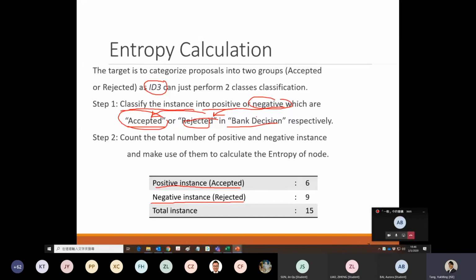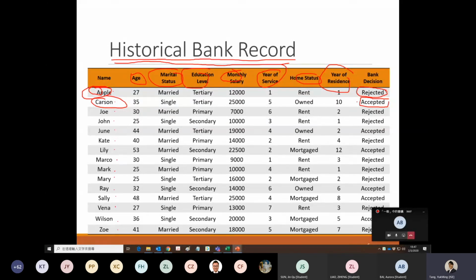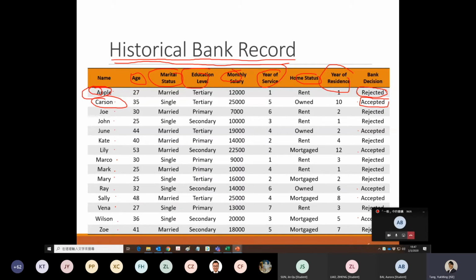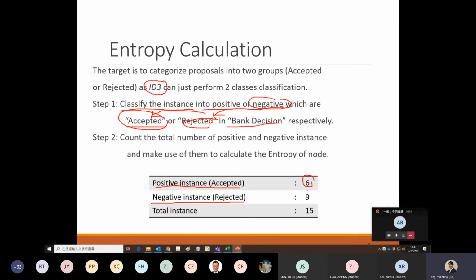So we count how many positive instances. For the positive, 1, 2, 3, 4, 5, 6. So we have 6 positive instances. And then we count how many negative instances, that means reject for the bank decision: 1, 2, 3, 4, 5, 6, 7, 8, 9. So we got 9 negative instances, that means the bank decision is rejected. And the total instance is 15.